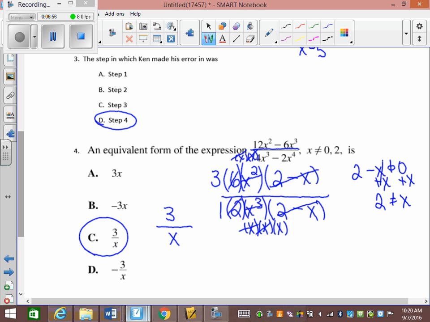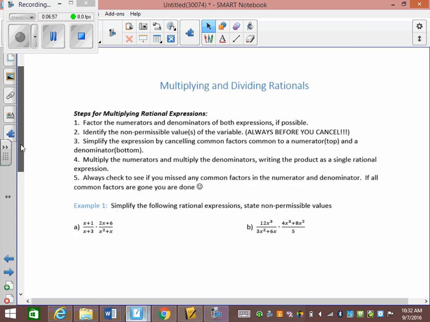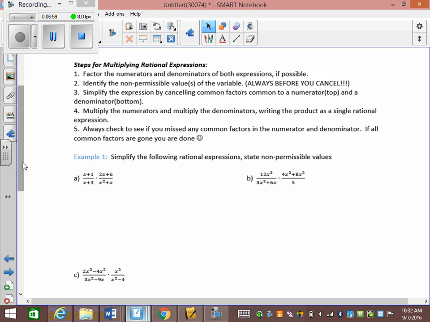Make yourself a note. So, multiplying and dividing. What do we do? 1, we factor GCF and difference of squares in the numerators and denominators. Exactly the same thing as we did with simplifying. 2, identify NPVs. Exactly the same thing we did with simplifying. 3, cancel out common terms. Exactly the same thing we did with simplifying. And then in the end, you just multiply what's left in the numerators together, and multiply what's left in the denominators. So it's basically simplifying with that one extra step.